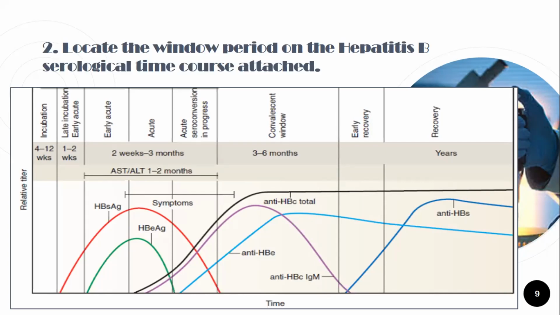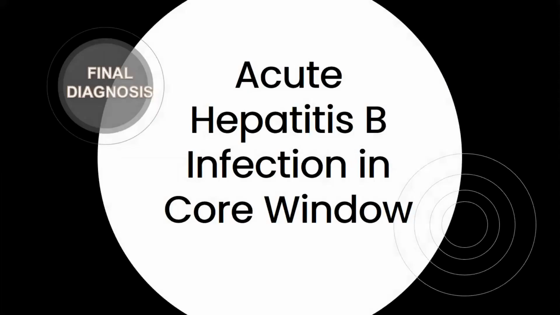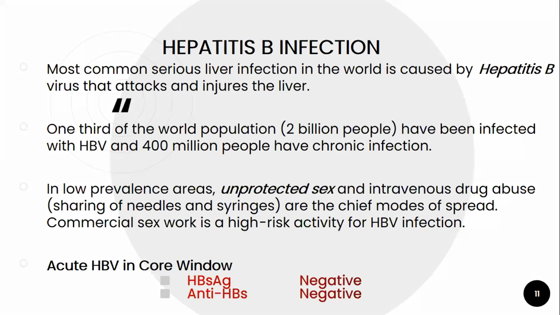So next slide, please. For the final diagnosis, we have ruled in acute hepatitis B infection in core window or convalescent window. Hepatitis B infection is the most common serious liver infection in the world, which is caused by the hepatitis B virus that attacks and injures the liver. According to Robbins, one third of the world's population, or 2 billion people, have been infected with HBV, and 400 million people have chronic infection with this virus.